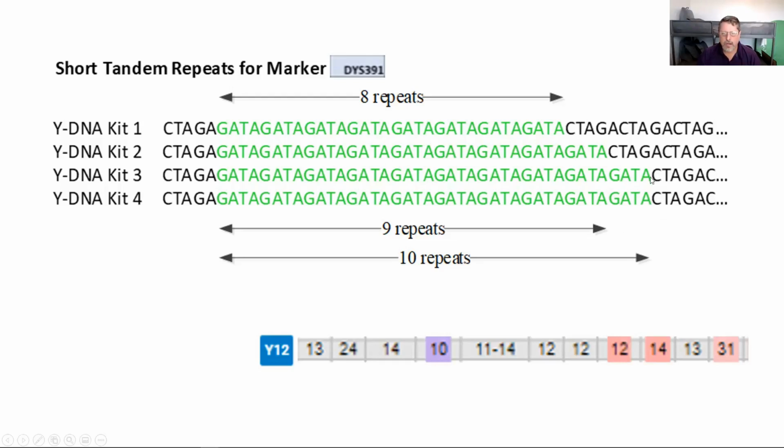These two folks would have 0 genetic distance, because look, they match in all 12 lines, including this marker. But this kit number 2 has a 1 genetic distance to these folks, and this one has 2 genetic distance. So that's what genetic distance looks like.